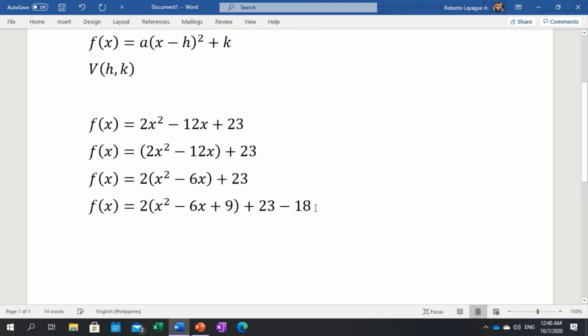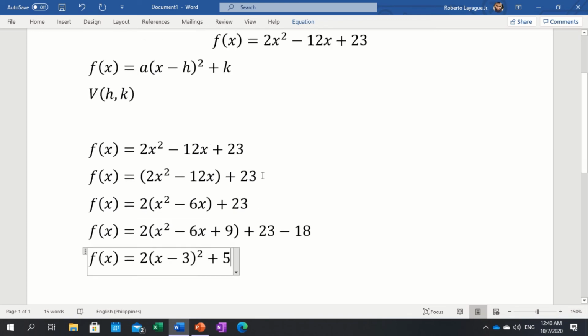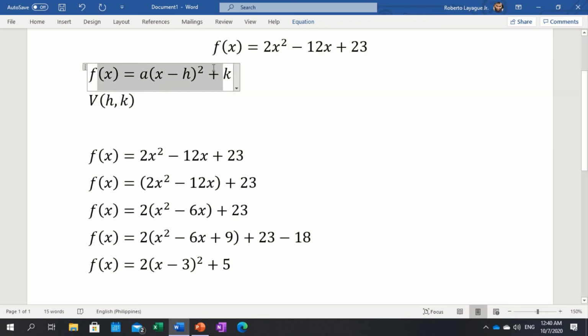Next, f of x equals, because that is a perfect square trinomial, you can have the square of a binomial. That will be the square of x minus 3, plus 23 minus 18, which is 5. Now, remember the pattern, f of x equals a times the square of x minus h, plus k. This is the vertex form.